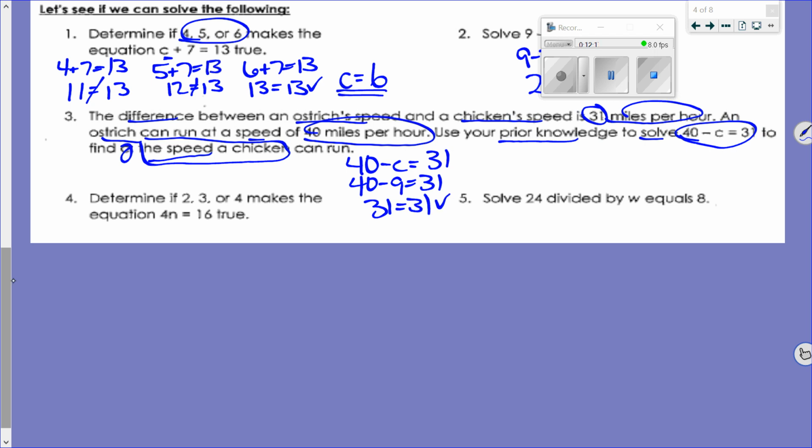So we can now actually solve and say the speed of the chicken is 9 miles per hour. I'm going to abbreviate MPH. Make sense?